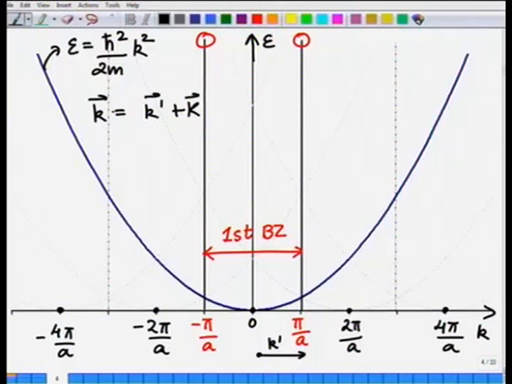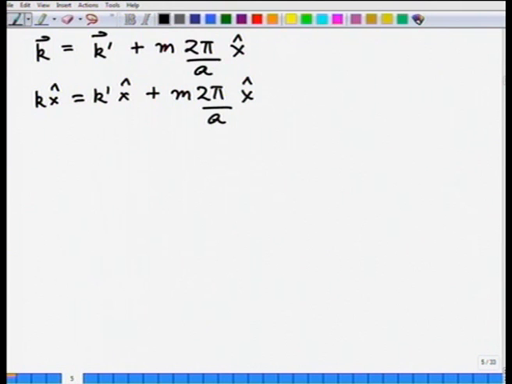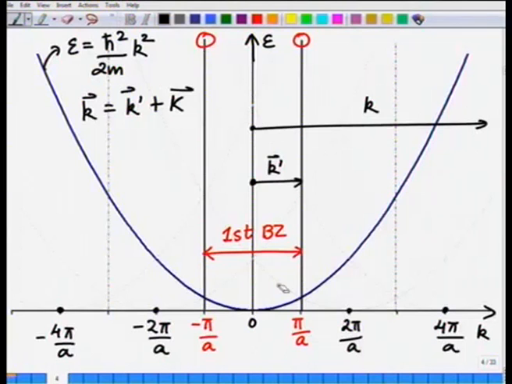So let us substitute this out. Then any vector k will be equal to a small vector k prime plus some m times 2 pi by a x hat. And remember, I am going to drop the vector sign in there because everything is in the x direction. So this k is also in the x direction, and this k prime is also in the x direction. Everything is in the x direction.